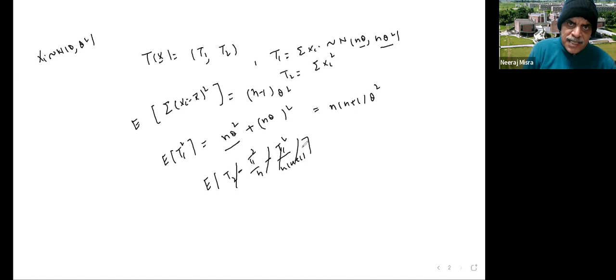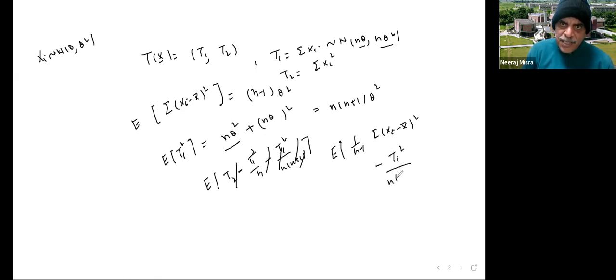So what I do is I try to subtract. The expected value of 1 upon (n minus 1) summation (Xi minus X bar) whole square, minus T1 square upon n into (n plus 1), is 0 for every theta greater than 0, because both are theta square. So theta square minus theta square. But what is this? This is the same as the expected value of 1 upon (n minus 1) times summation Xi square, which is T2 upon (n minus 1).